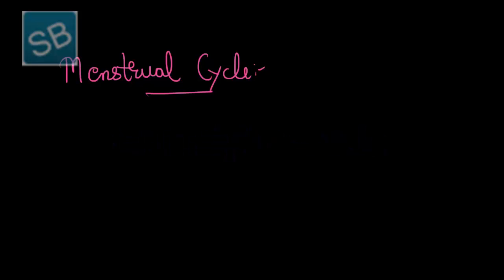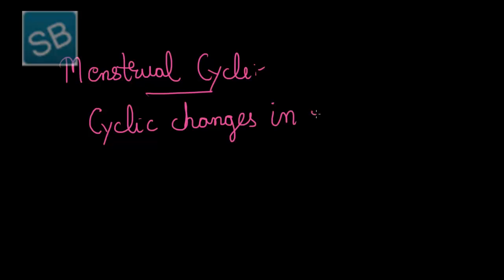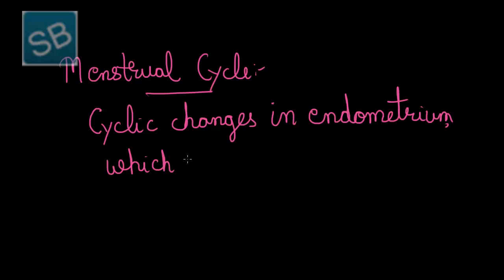Now let us start with another important topic, that is menstrual cycle. The events of the menstrual cycle can be said as the cyclic changes in the endometrium layer of the uterus, which occurs at a regular time interval in a month.